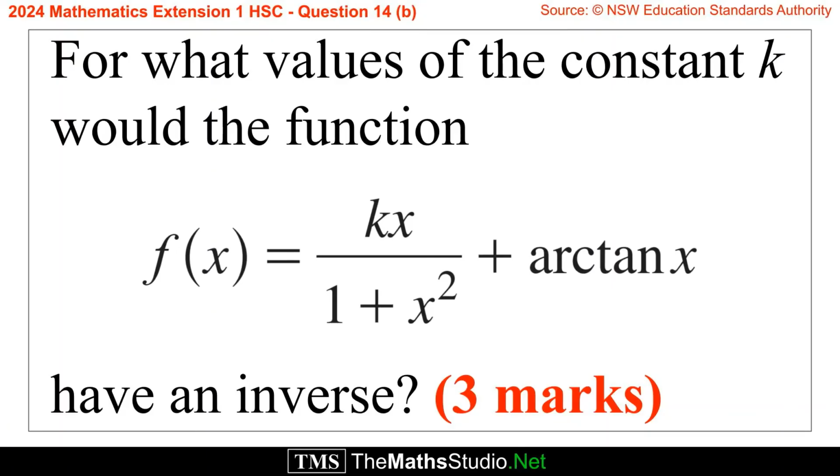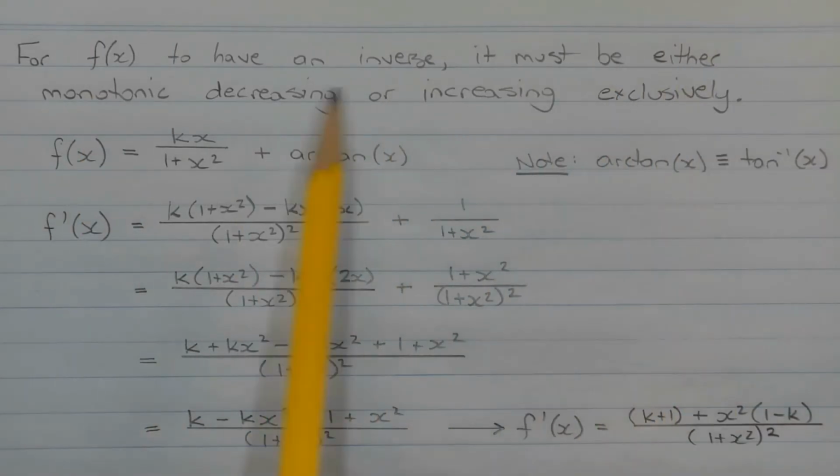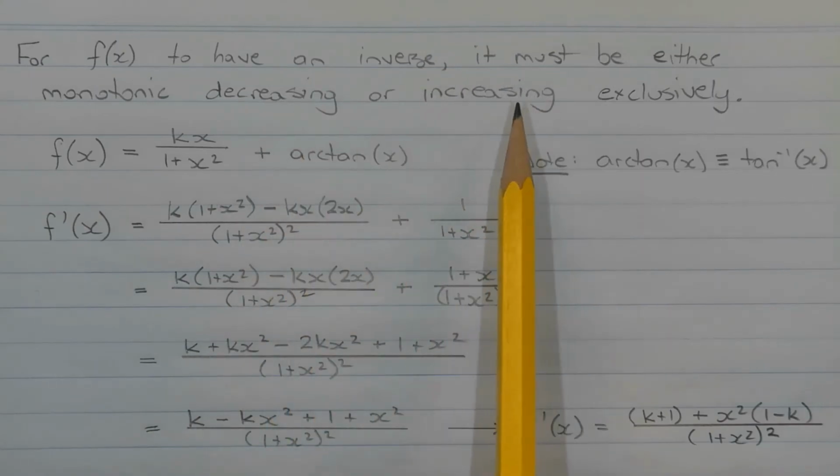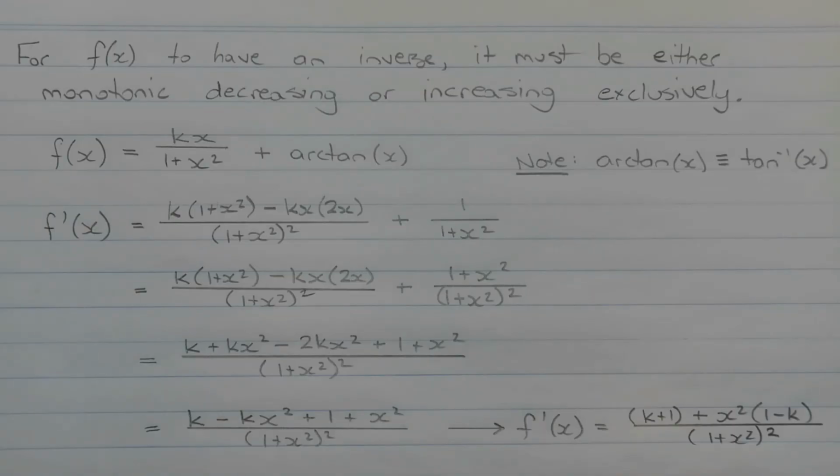Question 14, Part B. For what values of the constant k would the function f of x equals kx over 1 plus x squared plus arctan of x have an inverse? For the function f of x to have an inverse, it must be either monotonic decreasing or monotonic increasing exclusively. In other words, one or the other, but not both. Now, f of x is defined as kx over 1 plus x squared plus arctan of x. Now, as a side note, arctan of x is equivalent to writing inverse tan of x.